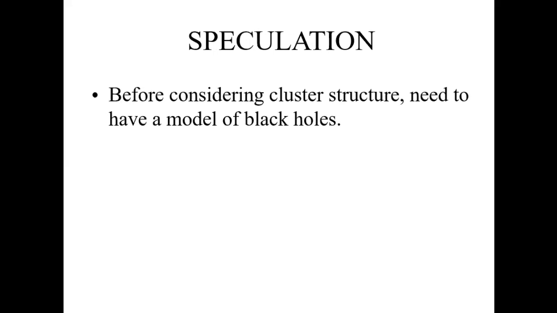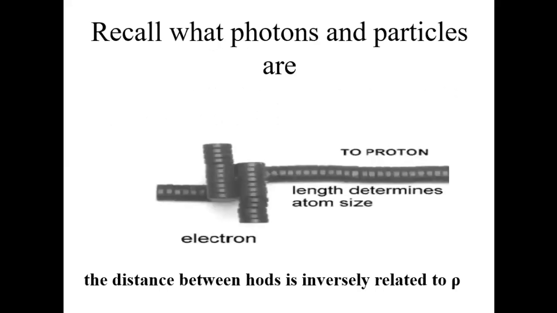Before we talk about the relations of galaxies, I need to make some speculation about what black holes are, and that's what we're going to cover here. You'll note that this is speculation. Recall what photons and particles are. So here we have an electron structure, which is a structure of hods, and here we have a photon structure.